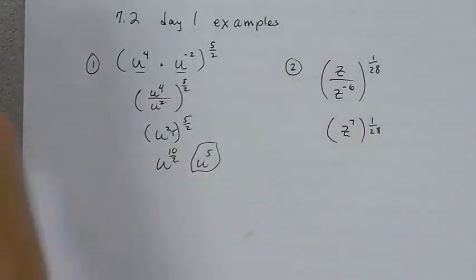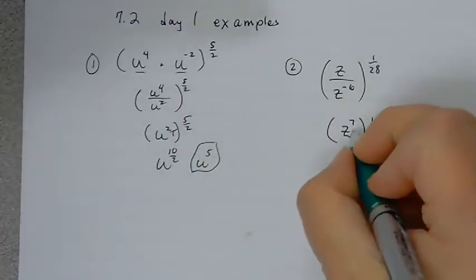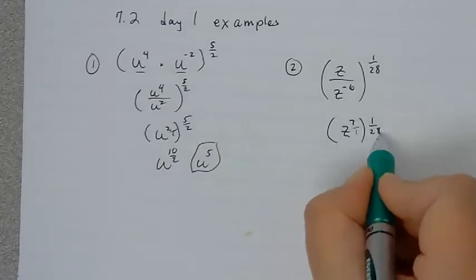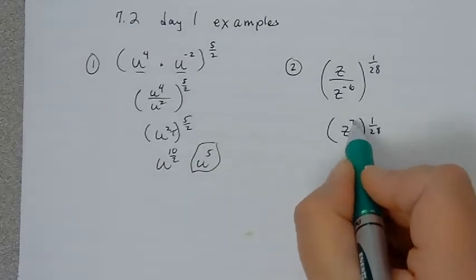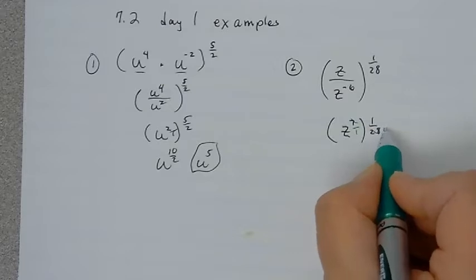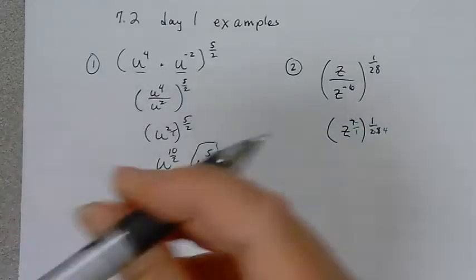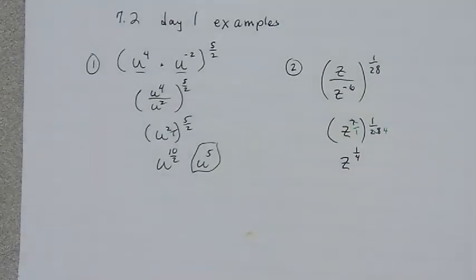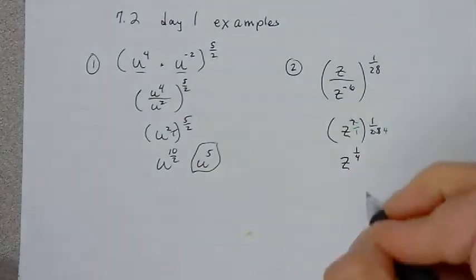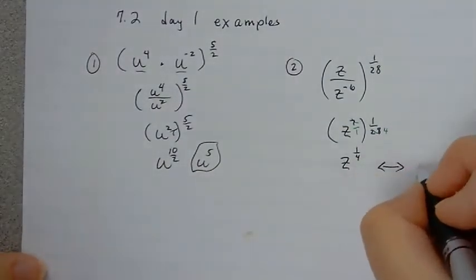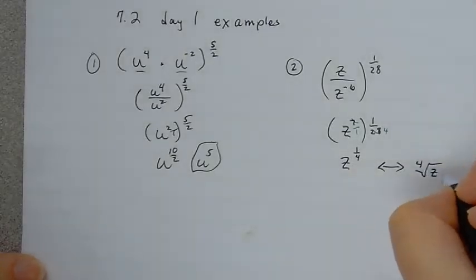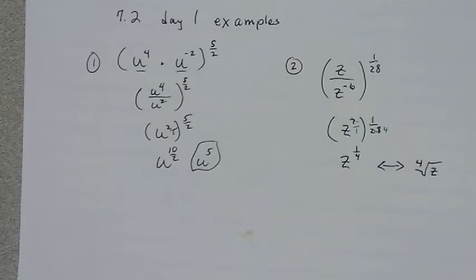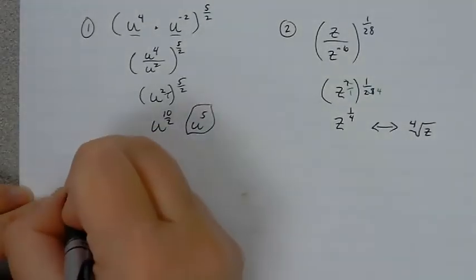And now I have a power to a power, so I'm going to multiply. And so I could multiply straight across and then reduce, but what I notice is that 7 and 28 reduces to 4. So my answer would be z to the 1/4 power. Another way that you might see this, if it's a multiple choice, this would be equivalent to the 4th root of z. So it all depends on how they ask you to leave your answer. Both would be correct. Here's the third example.